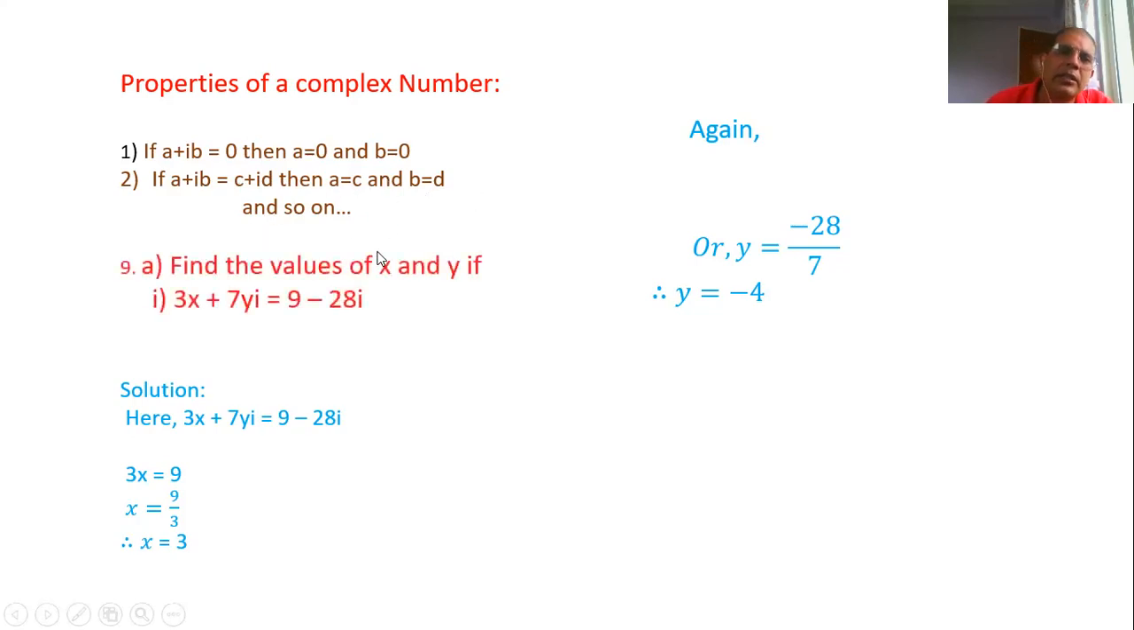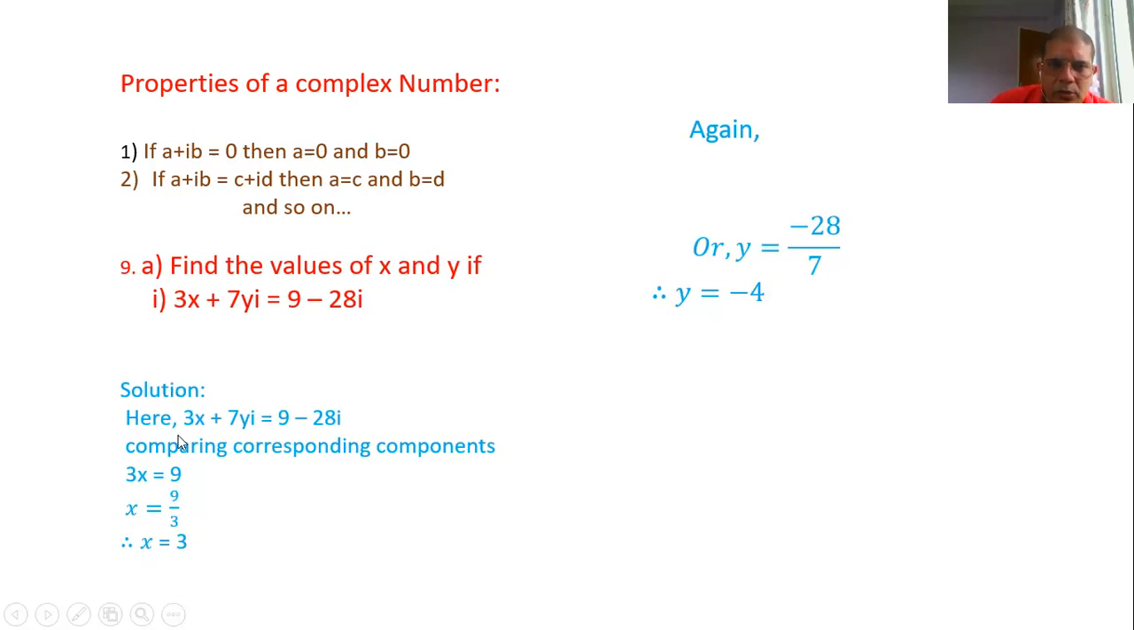Now I want to start the exercise. It is question number 9a. Find the values of x and y if this one. You know the real parts are equal, that means you should equate here. Now if we compare corresponding components, then you get 3x is equal to 9, x is equal to 9 by 3, and x is equal to 3.